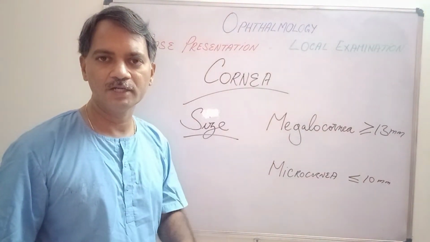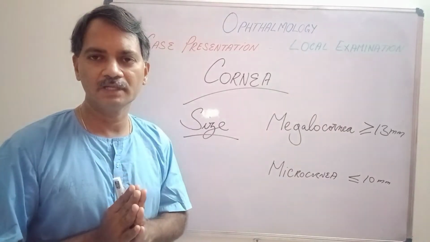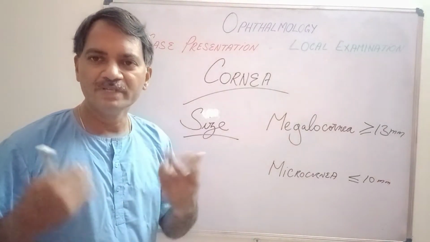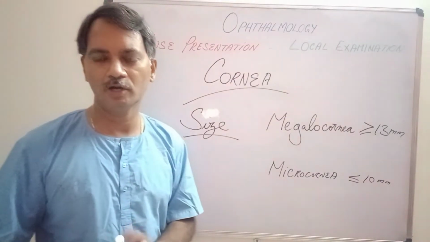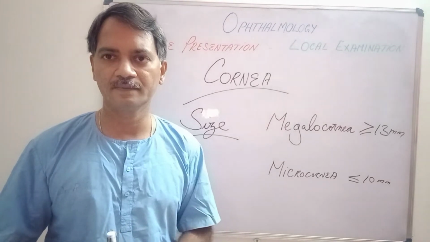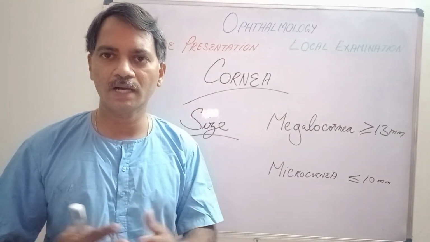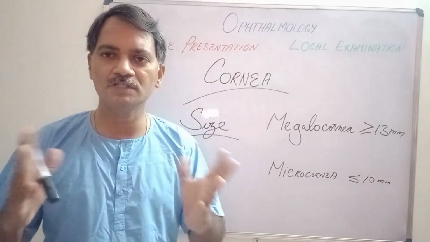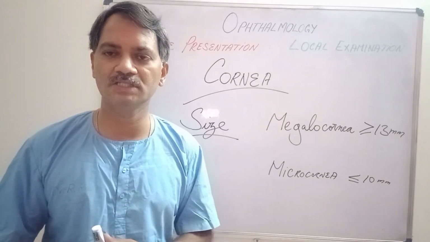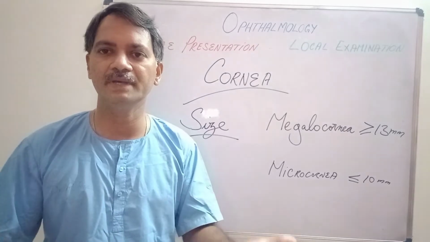Megalocornea, as I have already told, is when the diameter of the cornea is 13 millimeters or more. In which conditions do you see a megalocornea? Big eyes have a big cornea. Congenital glaucomas or buphthalmos, where the eyeball is very big. High myopias, pathological myopias, the cornea may be big in size.